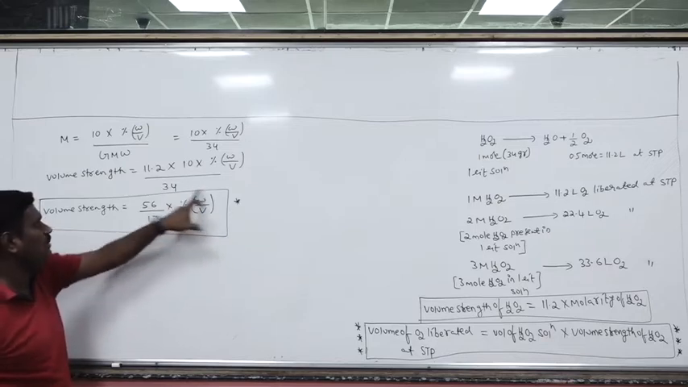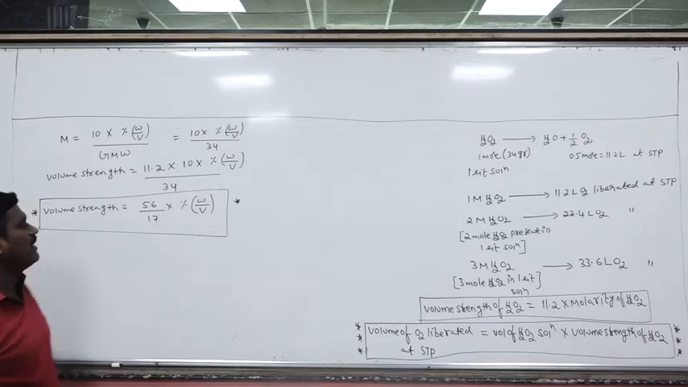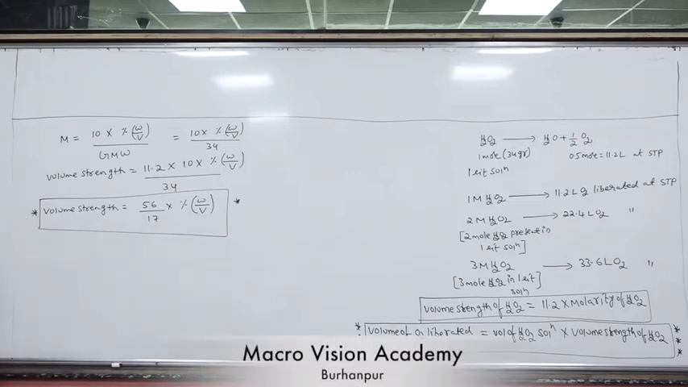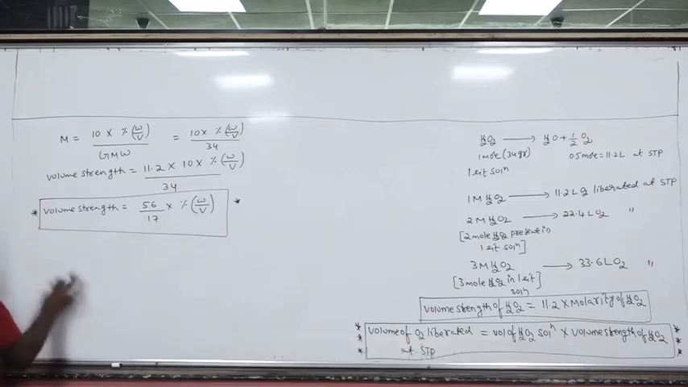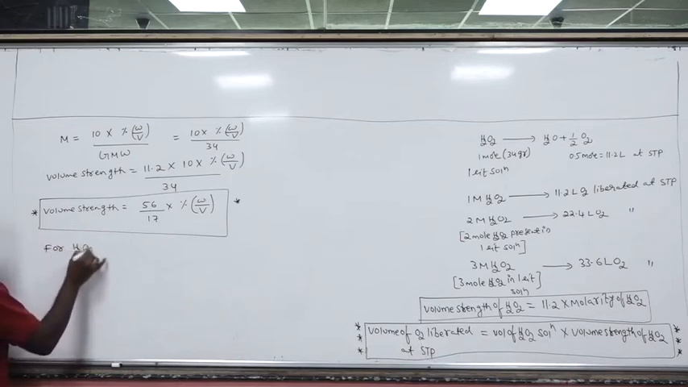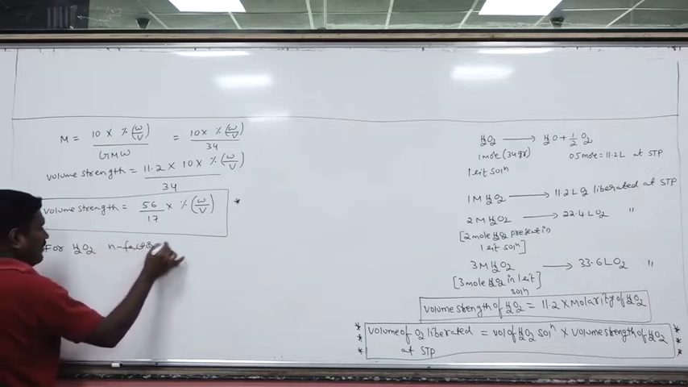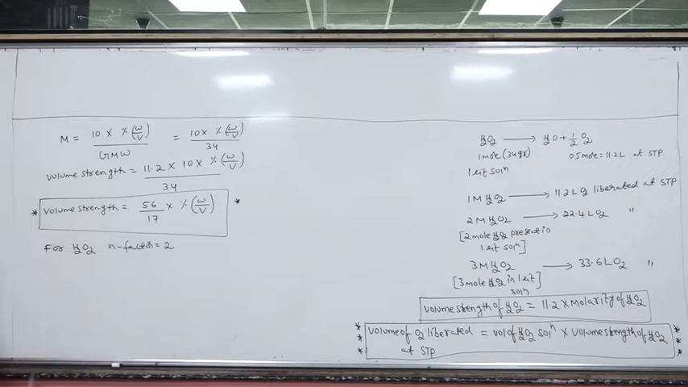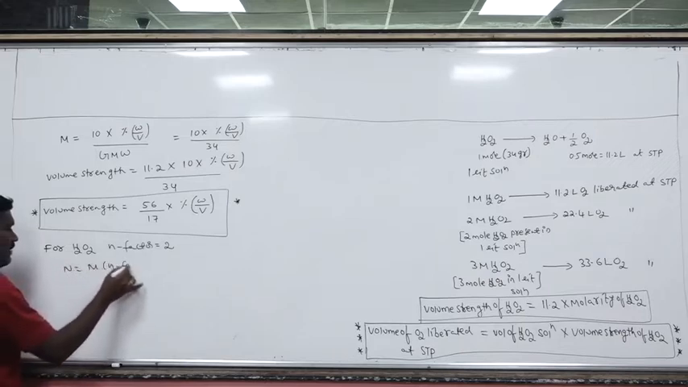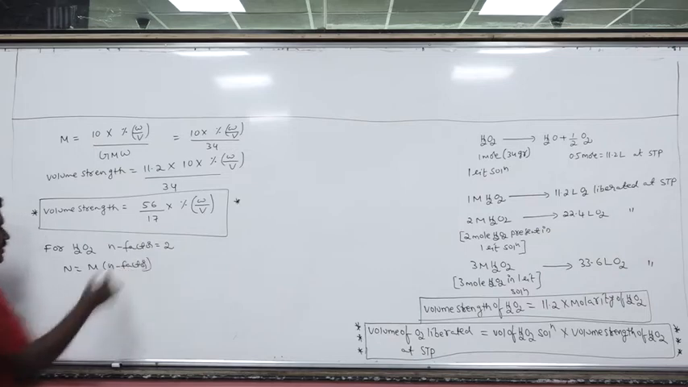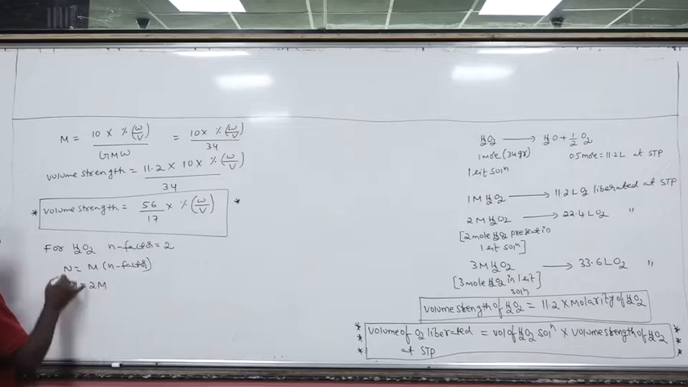This is the weight volume percentage. Now come to hydrogen peroxide. The N factor is what? 2. So normality is equal to molarity multiplied by what? N factor. Okay. Now normality will be 2 times the molarity in case of hydrogen peroxide.